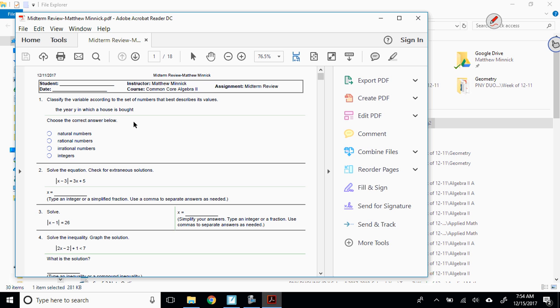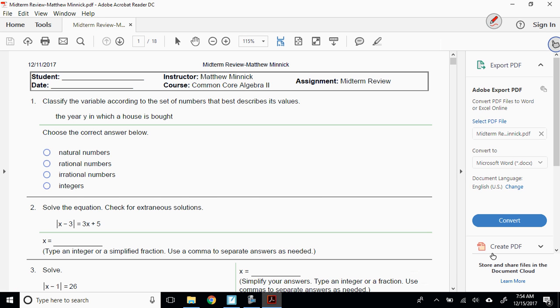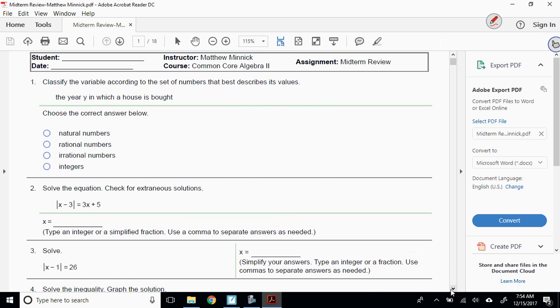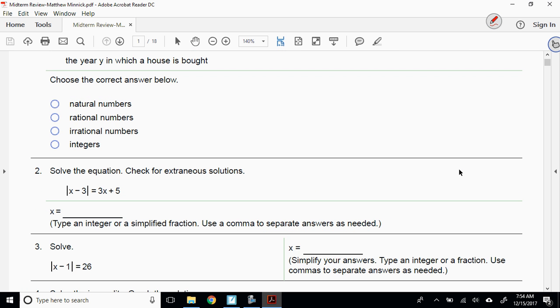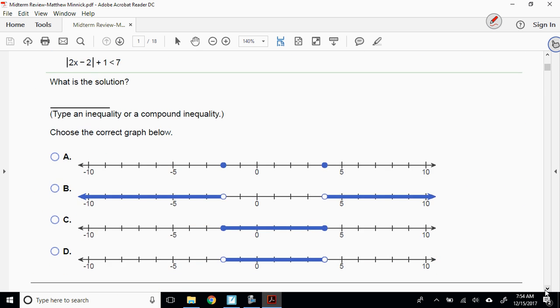And again, if you need to see any of these worked out, I will gladly do that at the end when I take the questions. So my Adobe and this video don't like to play well together, but that's okay. We'll get it figured out. Moving on to page 2.